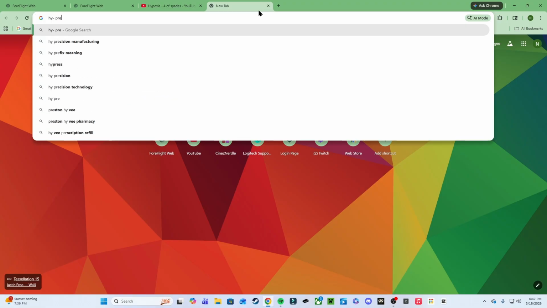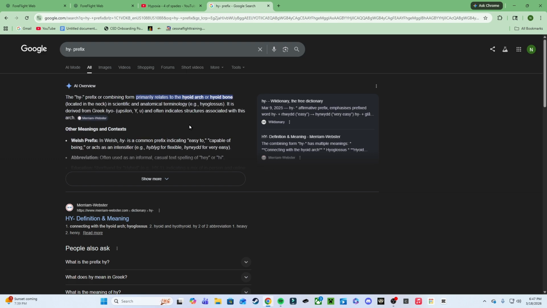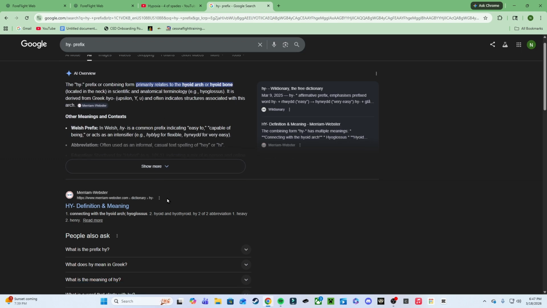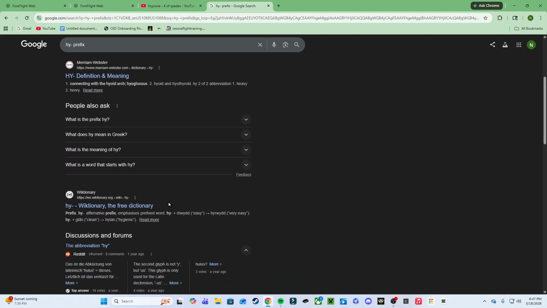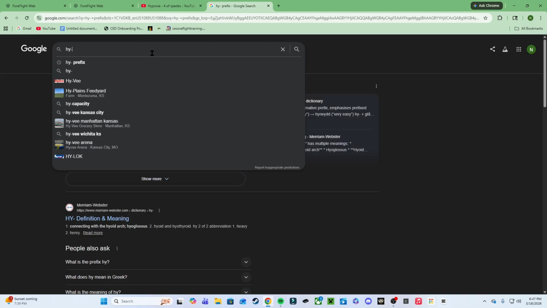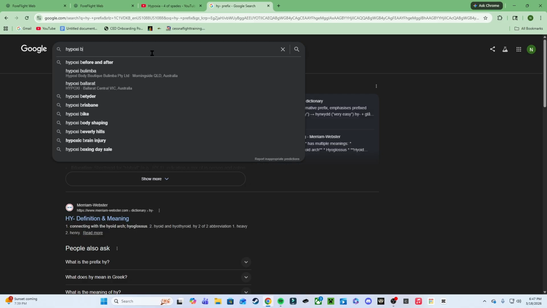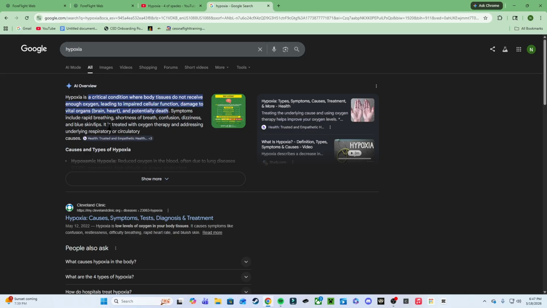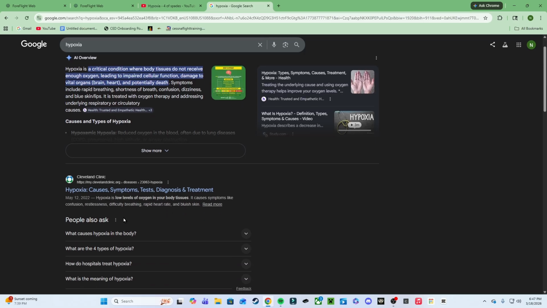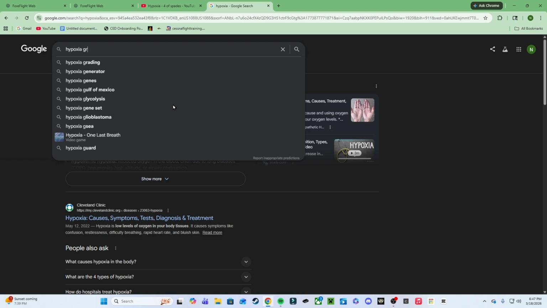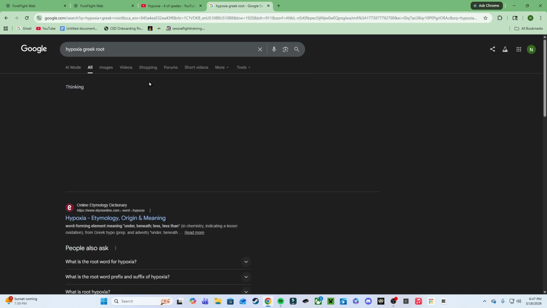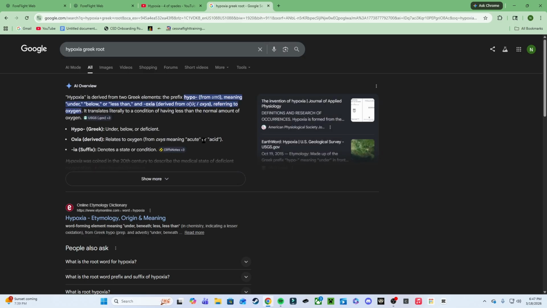Hypoxia broken down. The prefix is hypo, and oxia obviously is oxygen. Greek root. So hypo is under, below, or less than. Oxia is oxygen. So less than enough oxygen, below the right amount of oxygen, under the amount of oxygen you need for vital functioning, right?